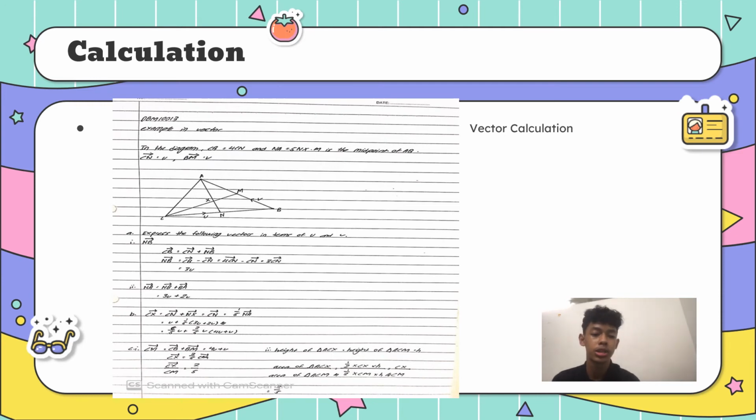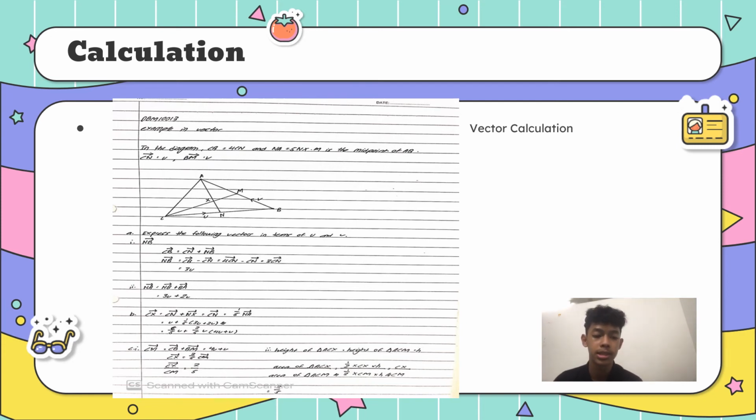So question B. The question wants to search for CX. So CX equals CN plus NX, and NX equals 1 per 5 NA. So just multiply them, we can get u plus 1 per 5 of 3u plus 2v. So we can get 8 per 5 u plus 2 per 5 v, which is 1 per 5 of 8u plus 2v.